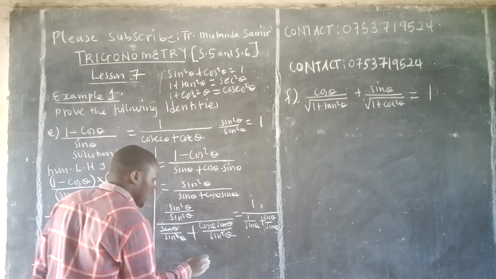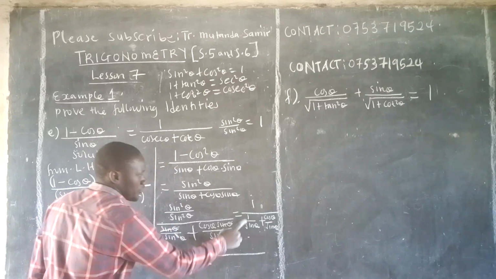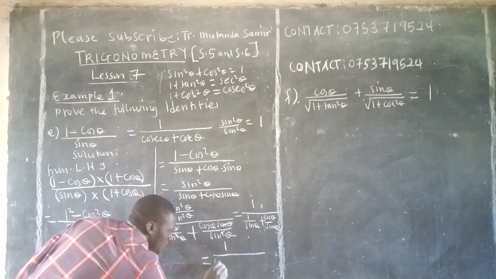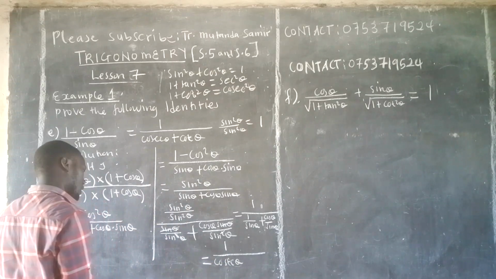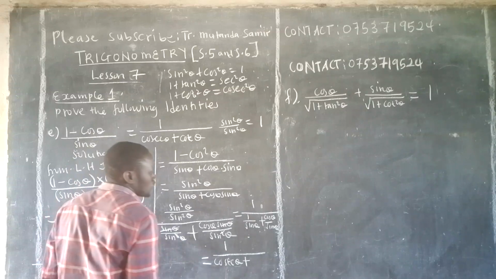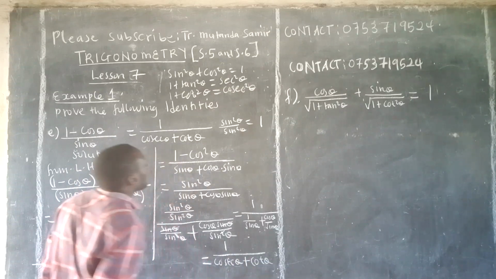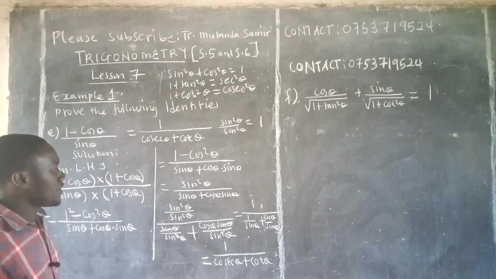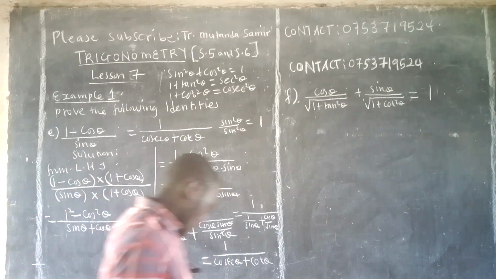Now let's conclude our answer finally. Our answer will be 1 over sine, which is the same as cosec theta, plus cos over sine, which is the same as cot of theta, which is as required. As simple as that. All right, good.